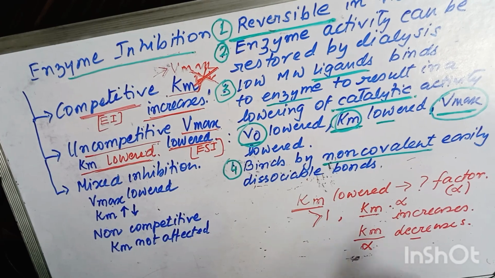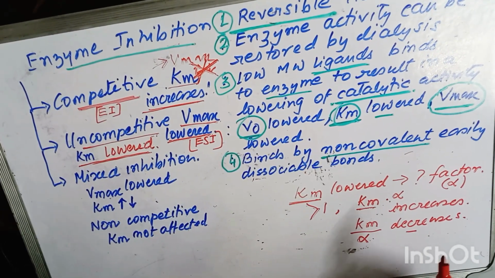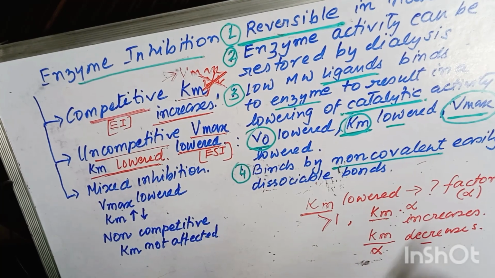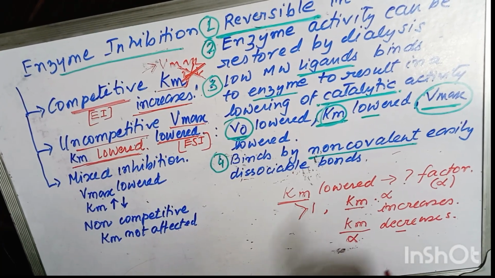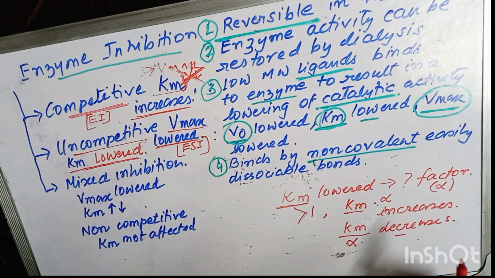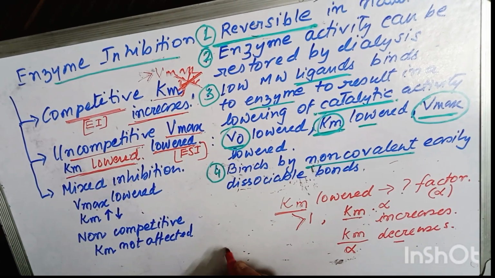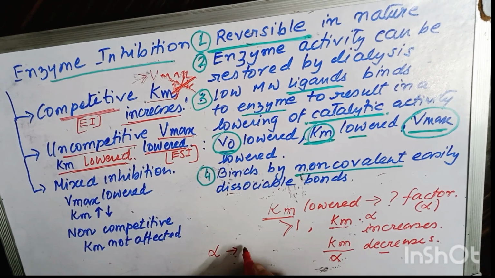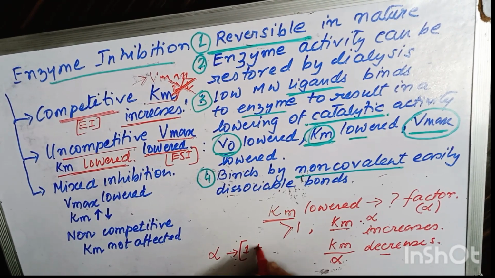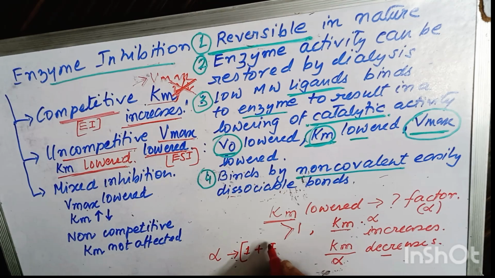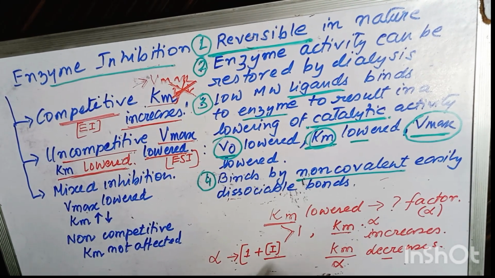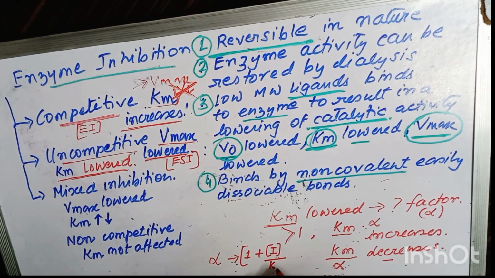So what is alpha? Now we need to define alpha. This alpha factor comes from the enzymic inhibition point of view. What is alpha? Alpha is a factor which is greater than 1, just now I told you. So alpha is 1 plus the inhibitor concentration by the rate constant by which the inhibitor binds to the enzyme, the Ki.